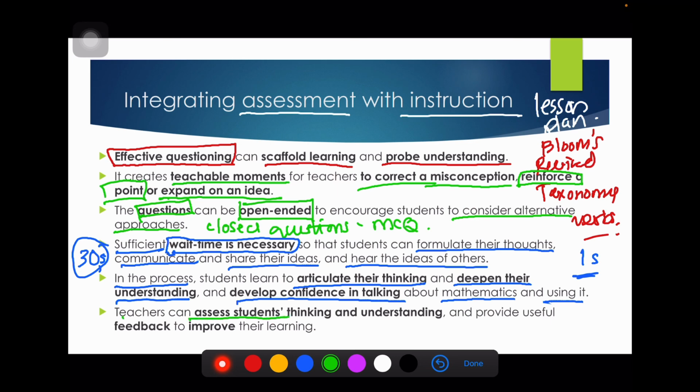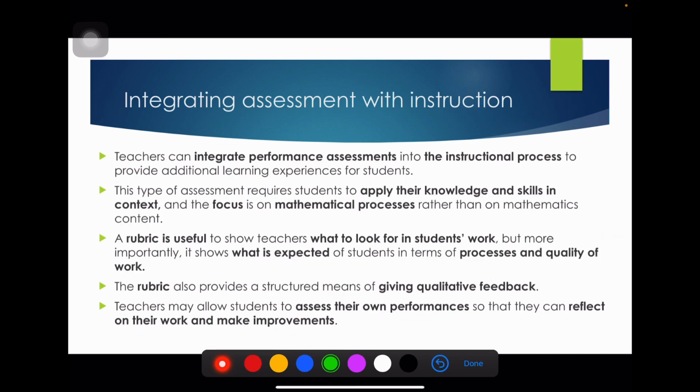Now teachers can assess students' thinking and understanding and provide useful feedback to improve their learning. Again, the word feedback. You need to learn how to give proper feedback, constructive and positive feedback. Teachers can integrate performance assessment into the instructional process. This will provide additional learning experiences for students.